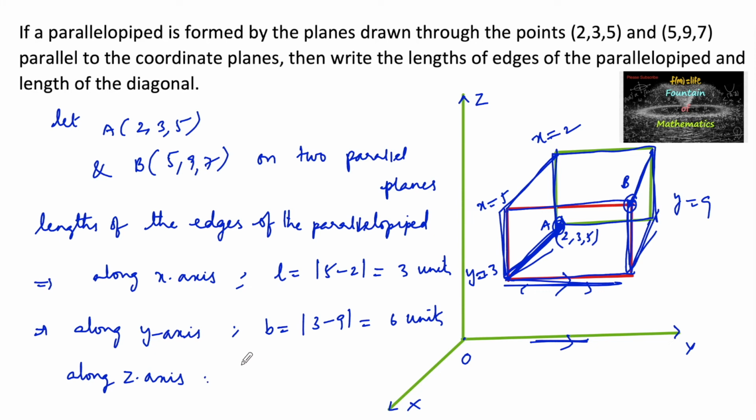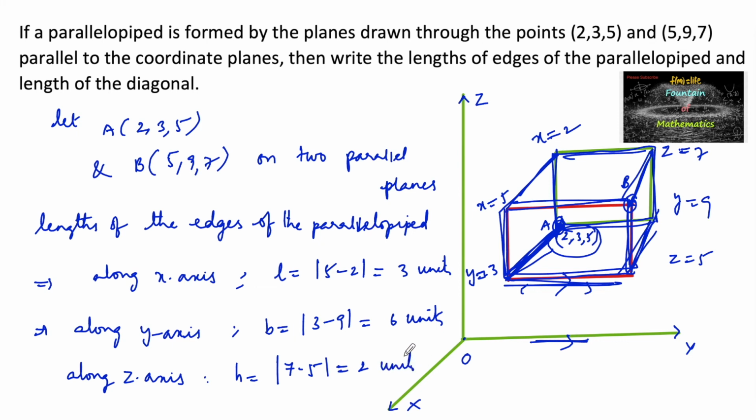Then along the z-axis, the height h is equal to, so let us consider the top and bottom planes. The top one is passing through the point B whose z coordinate is 7, and the bottom is passing through the point A whose z coordinate is 5. So h is equal to mod of 7 minus 5, which is equal to 2 units. So the lengths of the edges of the parallelepiped are 3 units, 6 units and 2 units.